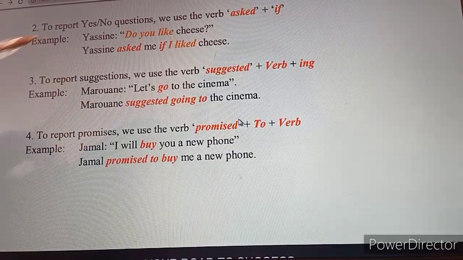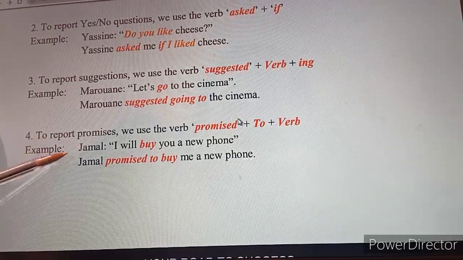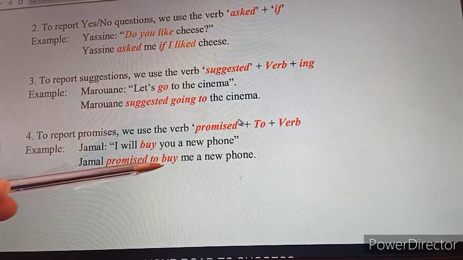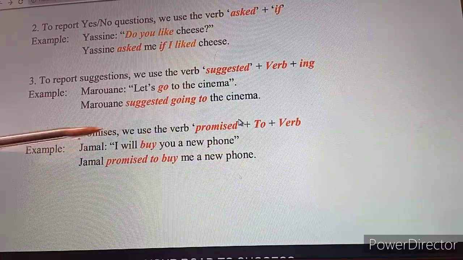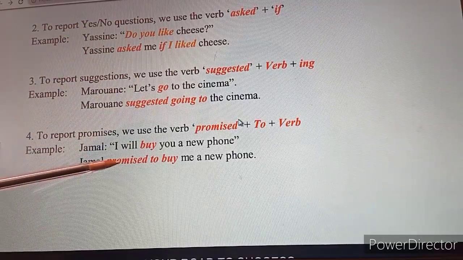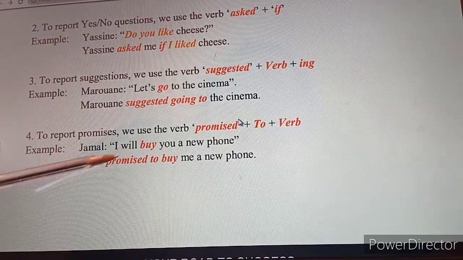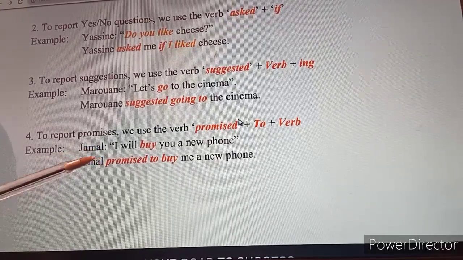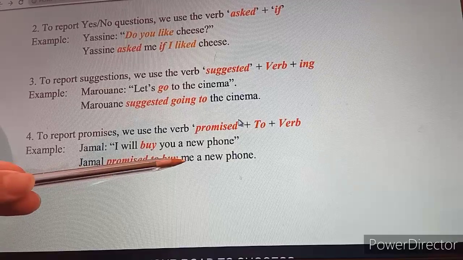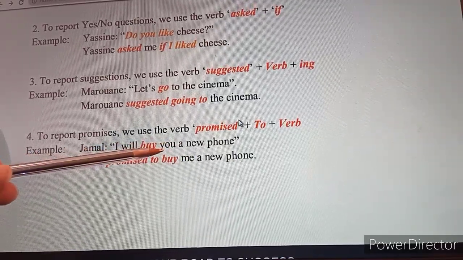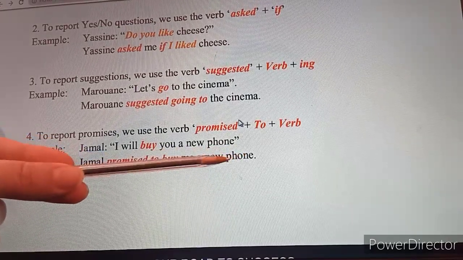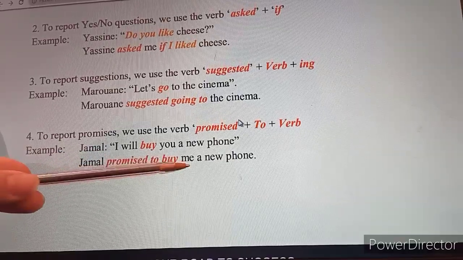هنا جمال يعد بشراء هاتف جديد. So this sentence becomes Jamal promised to buy me a new phone. Look, we have here Jamal promised. So as you see here, all the verbs or all the reporting verbs are in the past. All of them are in the past when we change them into reported speech. So Jamal promised to buy. Look here, we have to plus buy me for what here? So me for you. You became me. So Jamal promised to buy me a new phone. يعني جمال وعدني باشتراء هاتف جديد.